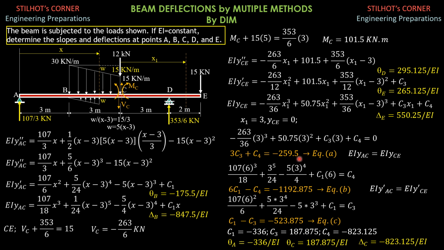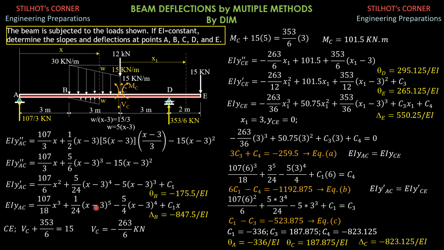So when x1 is equal to 3 meters here, x1 is 3 meters at D, y sub C is 0, or the deflection is 0. So substitute into this formula: negative 263 over 36 times 3 cubed plus 50.75 times 3 squared, that is 0, plus c sub 3 times 3 plus c sub 4 equals 0. Simplifying, we have 3 c sub 3 plus c sub 4 equals negative 259.5. Call that equation A.